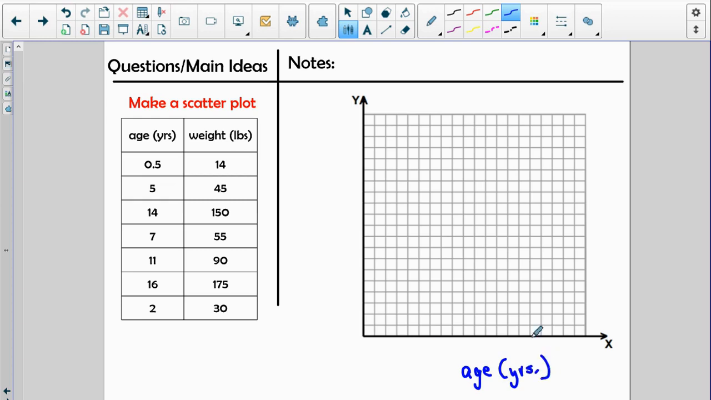And now I see that I probably have about 20 different spaces here from the far left-hand side to the far right-hand side. And if I look at my table, my lowest age is half a year. It goes all the way up to 16 years. So I think it's going to make the most sense for me here to just count by ones. Now, it doesn't mean I necessarily have to label every single one of these squares. I can count and label every, I don't know, maybe every fifth one would be okay, or every other if you want to count by twos.